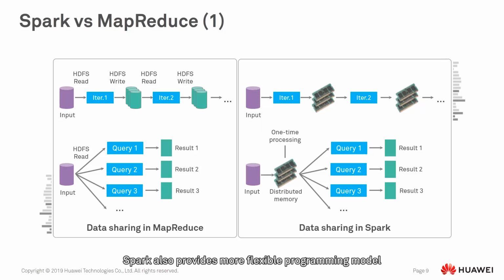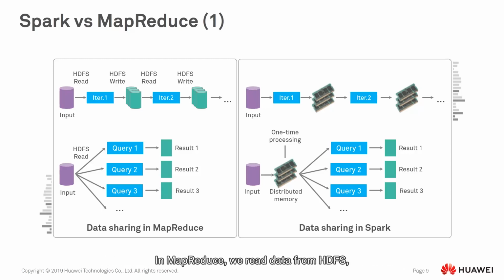Spark also provides a more flexible programming model and higher development efficiency because Spark provides more dataset operation types. And Spark has higher fault tolerance capability because of the lineage mechanism. I'll explain this mechanism later. Take a look at this figure to show the difference more intuitively.